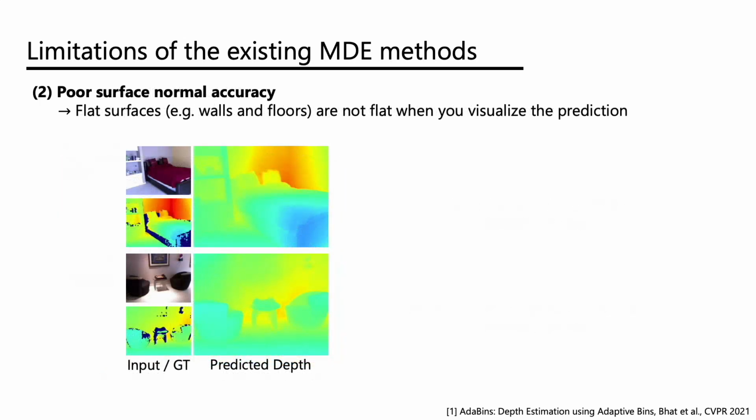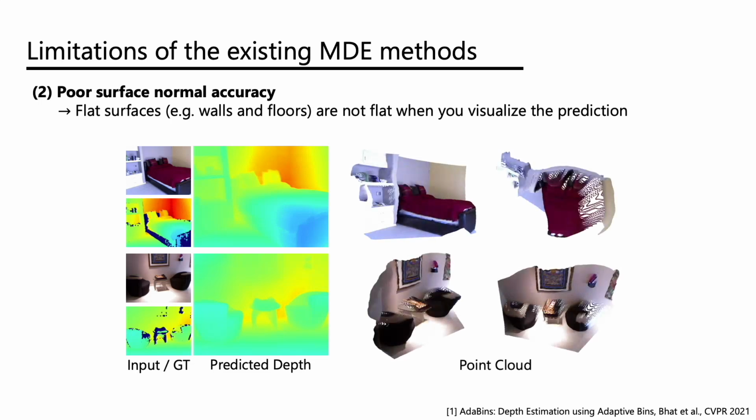Secondly, the existing depth estimation methods have poor surface normal accuracy. Here are some of the predictions made by a state-of-the-art method. While the predicted depth maps look convincing, when you visualize them into point clouds, you can see that the walls are not flat and they are not perpendicular around the corners.